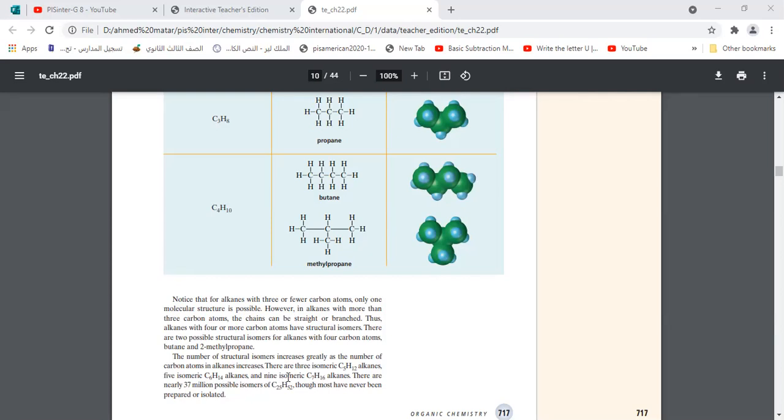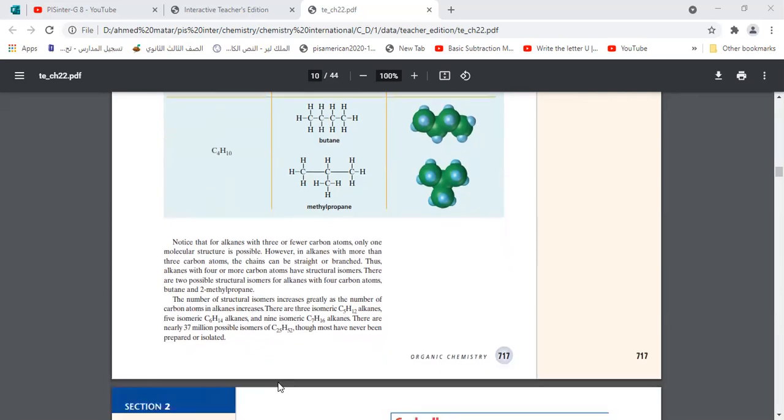You get the idea? Imagine that an alkane containing 25 carbons will have 37 million possible isomers. You got this, guys? Do you imagine how the increase in the number of carbons makes the possibility of isomers increase? Do you get this, guys? Is it clear?